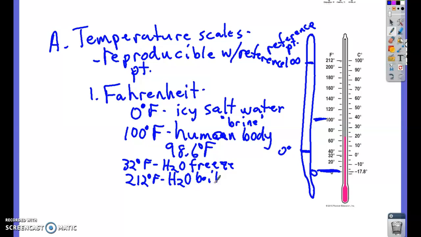Okay, and so his scale of 0 to 100 covered this small area of the temperature scale from here to here. And so basically that's kind of what he was looking at, from here to here.